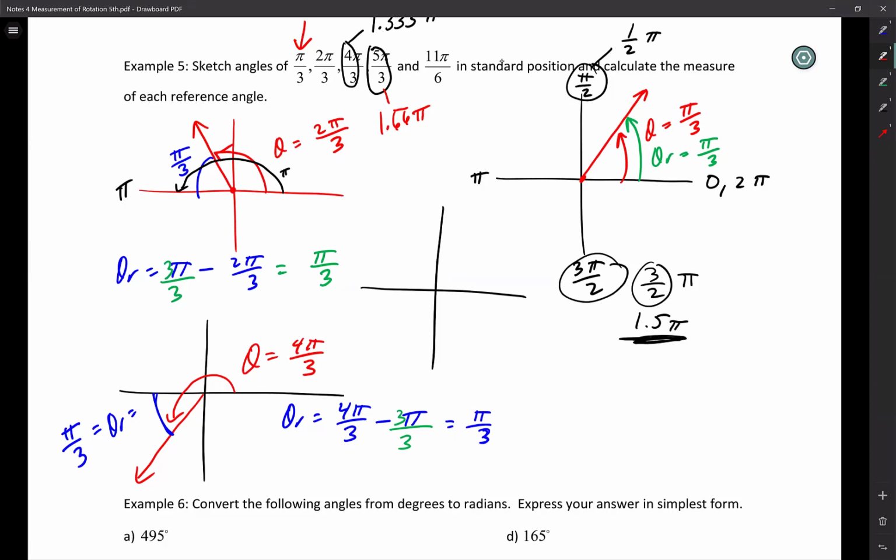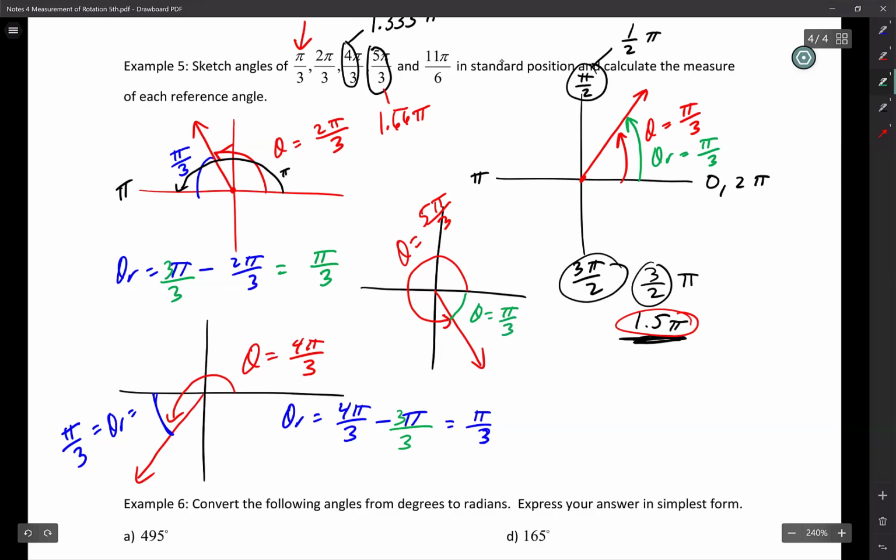But anyways, 1.66 pi. We already set that to 1.5 pi. So obviously it's bigger than 1.5, but it's not quite as big as 2 pi. So that's going to be in quadrant 4. So I'm going to be somewhere like right here, and we're going to call that 5 pi over 3. And as you can imagine, by now you guys are already getting the hang of it. See right there, that would complete the whole circle. So that would be pi over 3.